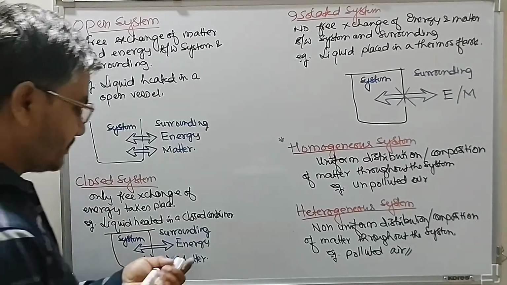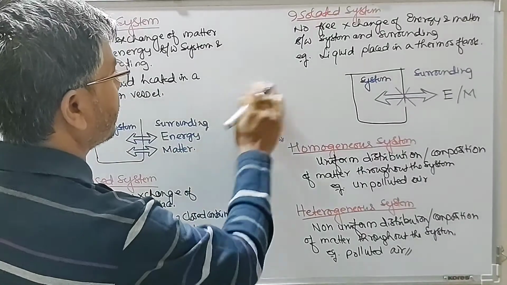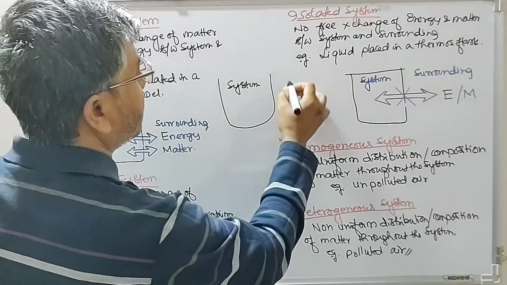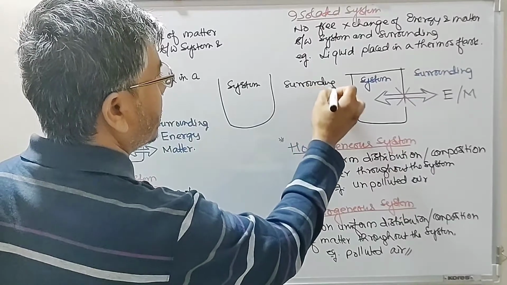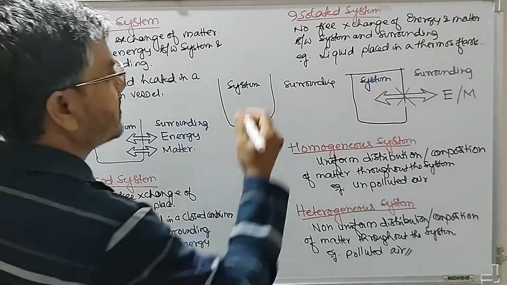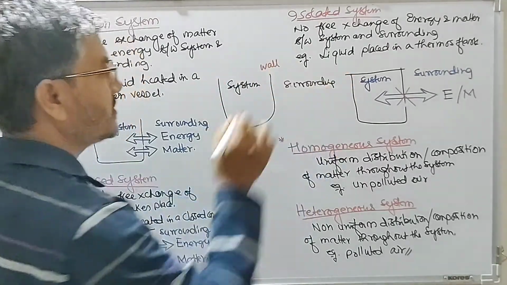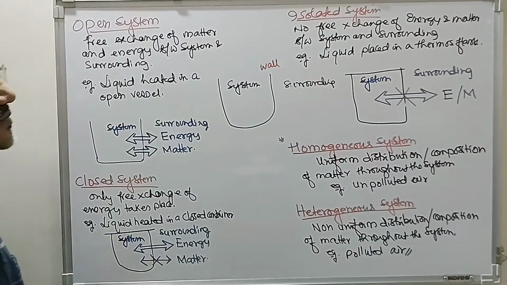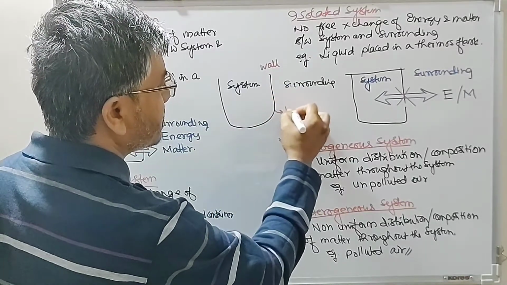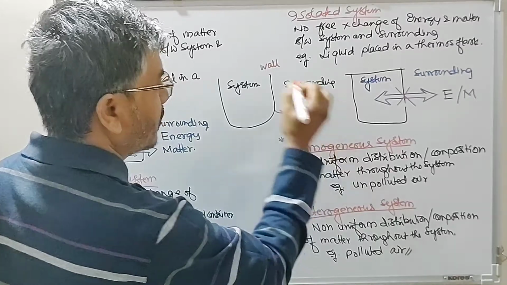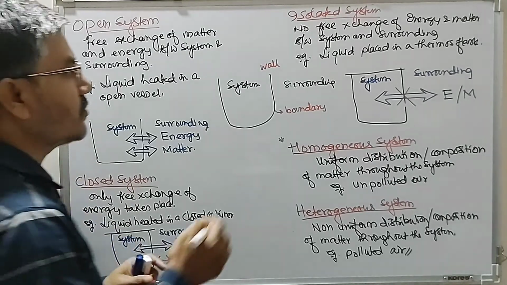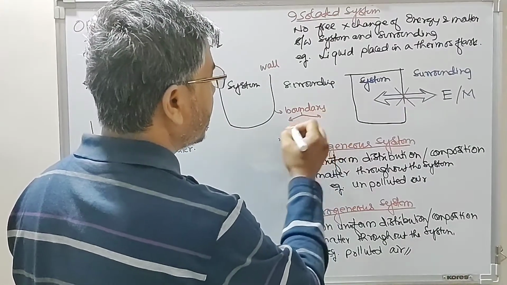So we have a system. Suppose this is our system and this is our surrounding. The wall that separates the system from surrounding or the surrounding from system, this wall is known as the boundary. So this boundary which separates the system from the surrounding may be real or may be imaginary.